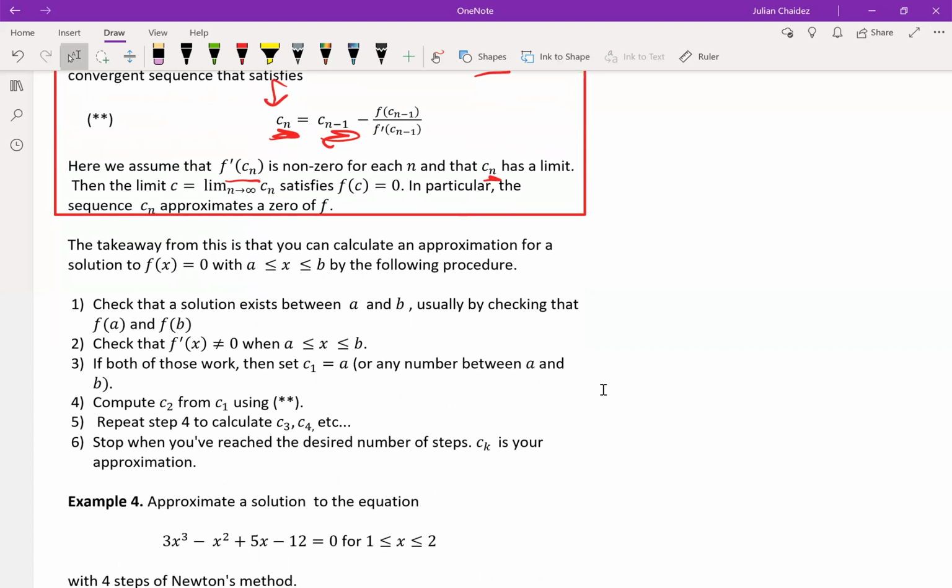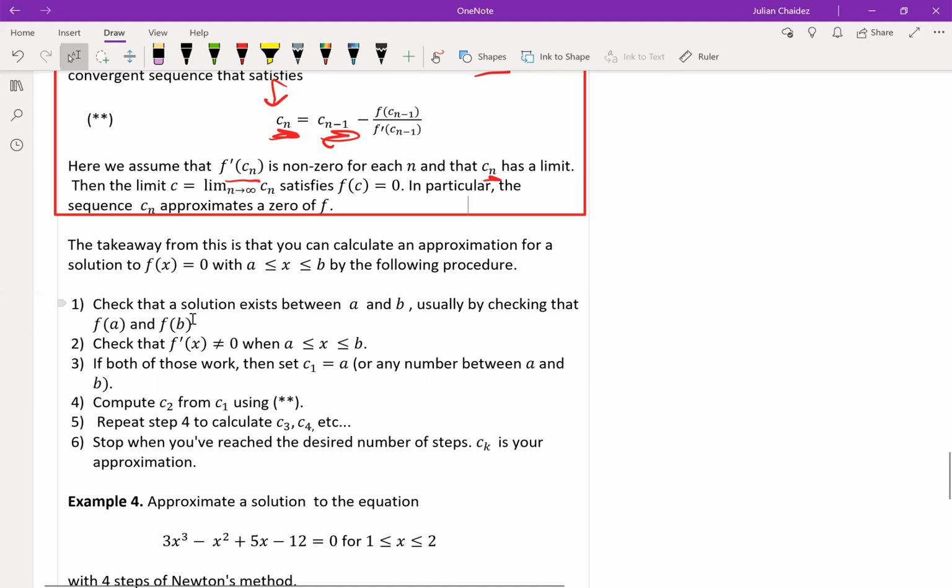I want to find an x such that f of x is approximately 0 and x is between a and b, right? So I want to find something that approximates a 0. Here's a procedure for finding an approximate 0, an x that approximately satisfies this thing.